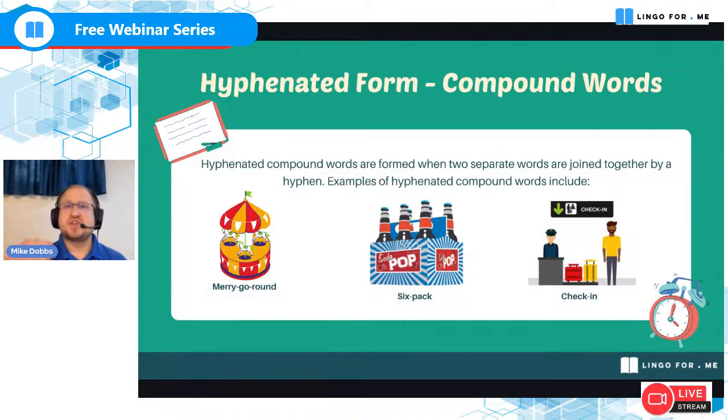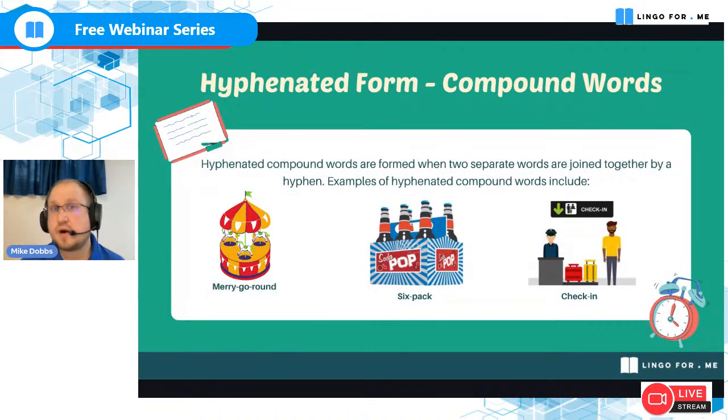And that checking in is when you go to the front office or the desk and let them know that you have arrived for your reservation. So we say check in, because check can mean multiple things, but here it just means to give or inform them that you're here, and then in. So you're checking in.